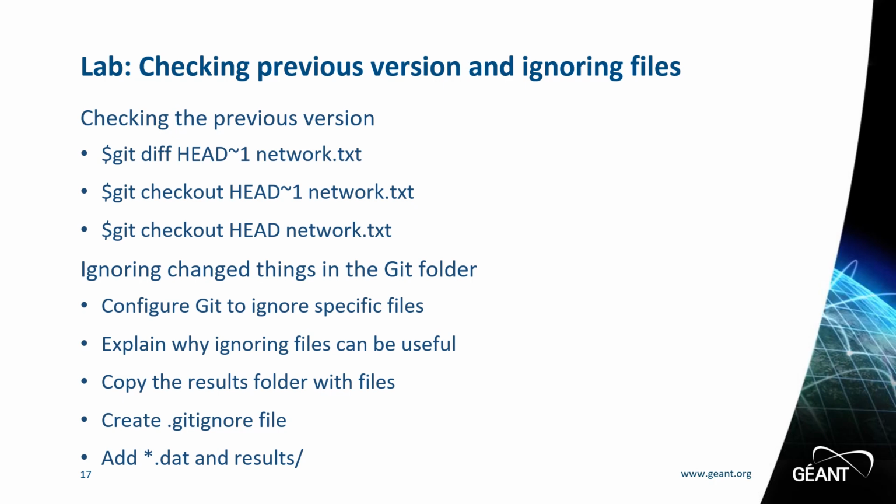When checking the previous version with git diff head -1, we read the update difference of the file network.txt, the previous version. With git checkout head -1 network.txt, we revert the changes to the previous version file. With git checkout head network.txt, we revert the file to the updated version file.